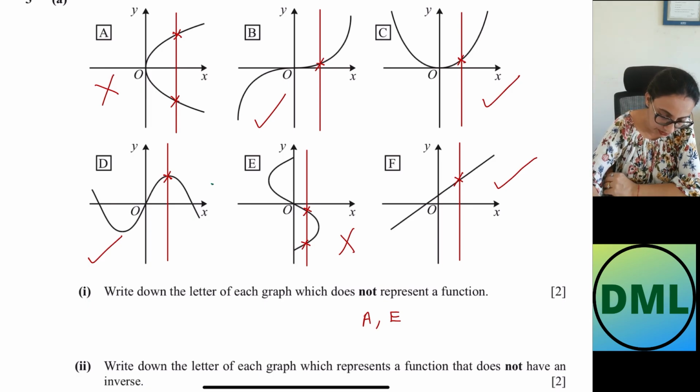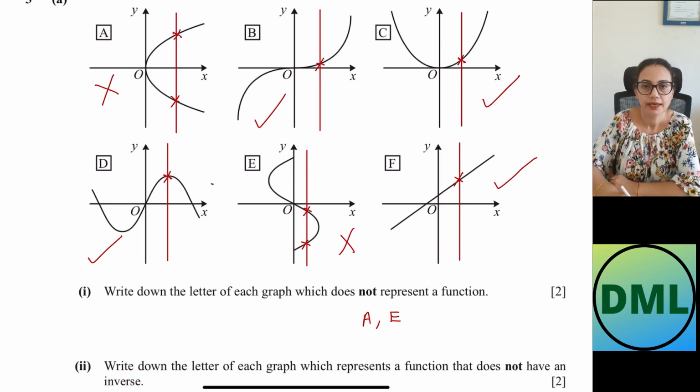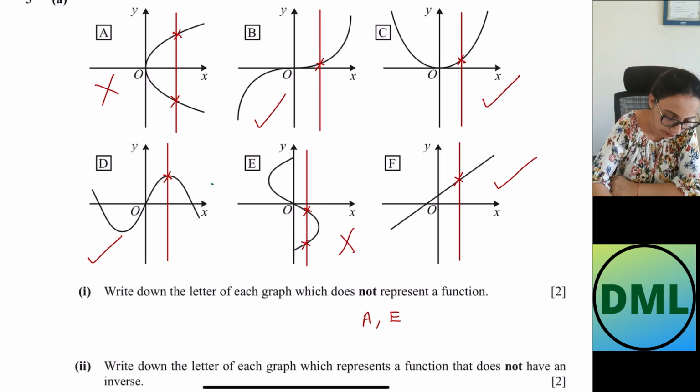Let's see the second question here. Write down the letter of each graph which represents a function that does not have an inverse. As I told you earlier, for the inverse to exist, the function should be a one-to-one function. That means he is not asking which one is one-to-one, he is asking for the ones other than one-to-one. Let's plot the horizontal line on the graph to check whether the function is one-to-one or many-to-one.